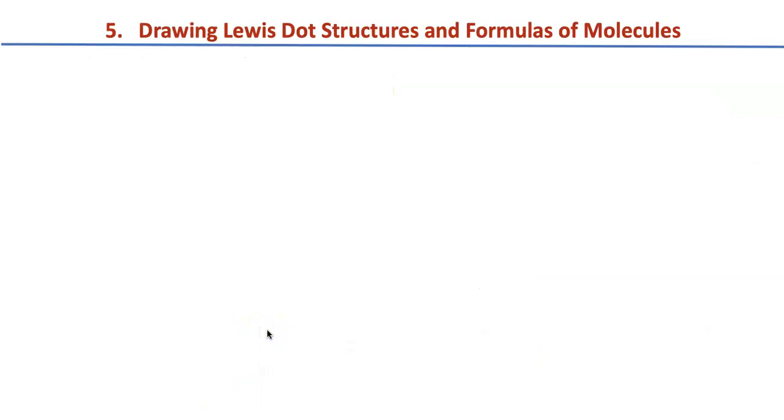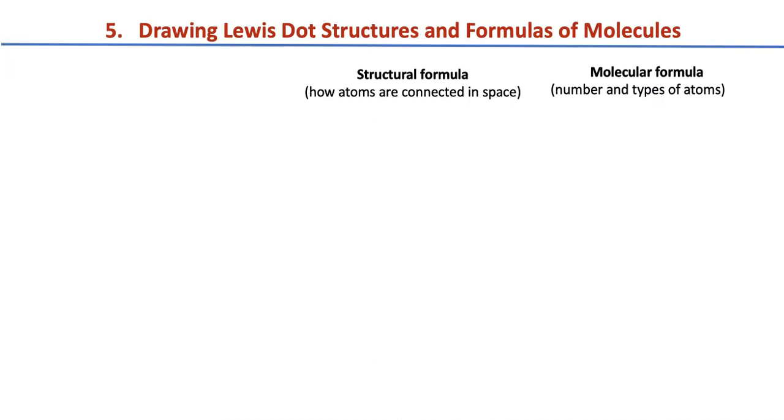Number 5, how do you draw Lewis dot structures for formulas with covalent bonds? So first you have a molecular formula. It shows the number of each type of atom and the type. Then you have the structural formula drawn with the lines and the chemical element symbols. It shows how they are connected in two-dimensional space. And then the Lewis dot structure shows how individual electrons are shared in a structural formula.